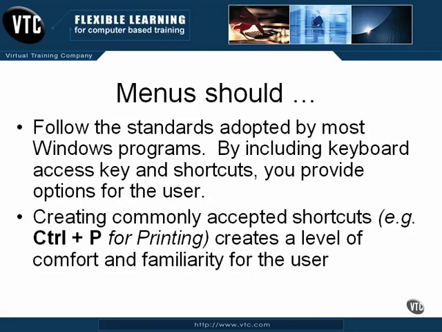A final word is that menus should follow the standards adopted by most Windows programs. By including keyboard access keys and shortcuts, you provide those options for the user, as opposed to only using the mouse to click on an item. Sometimes the mouse does not work exactly right, and sometimes it's nice to have an alternative way by using the keyboard to activate and to interact with the menu. And one final thought is that you should create commonly accepted shortcuts. For example, again, Control P for printing and Control S for saving, that type of thing. This will create a level of comfort and familiarity for the user.